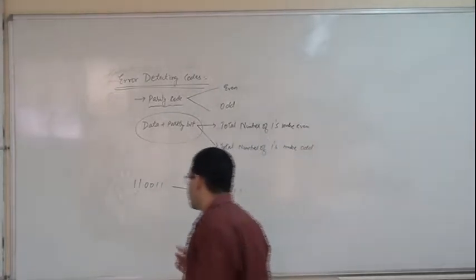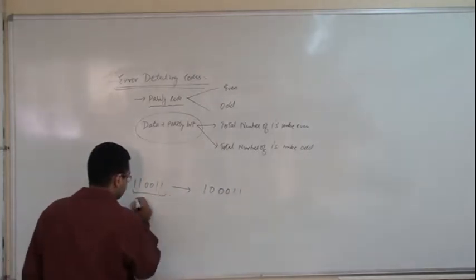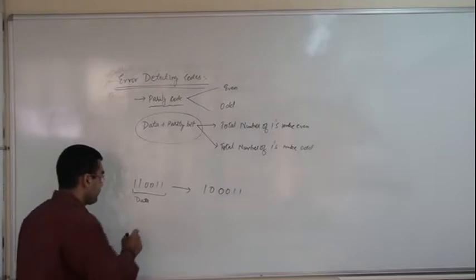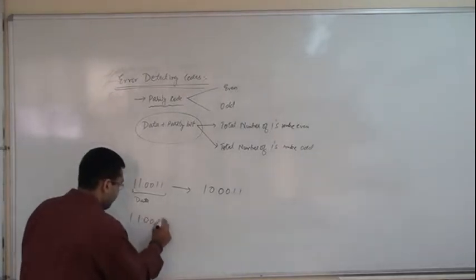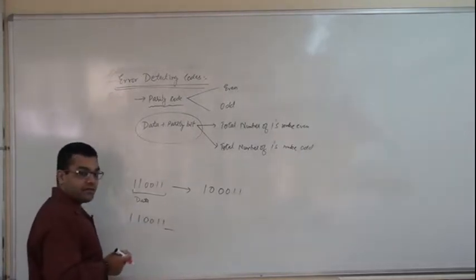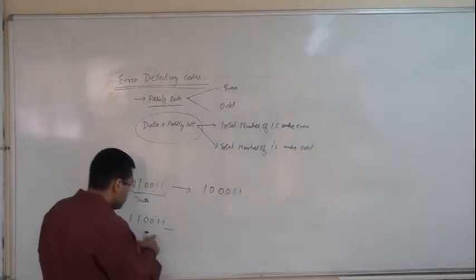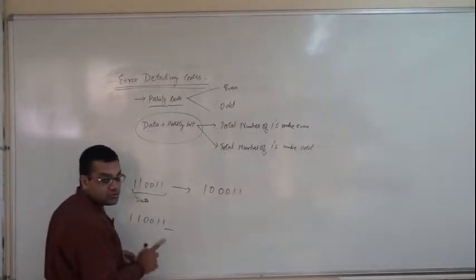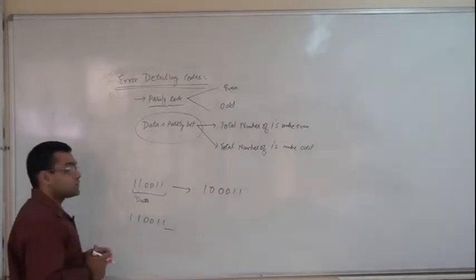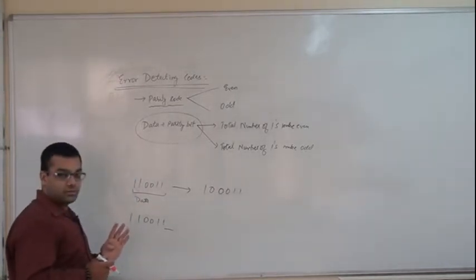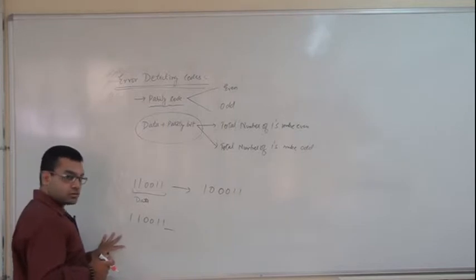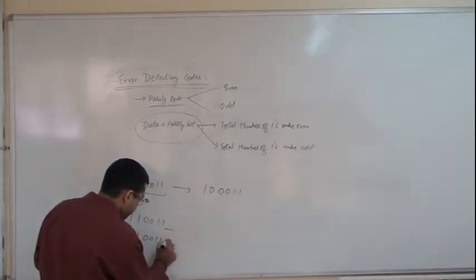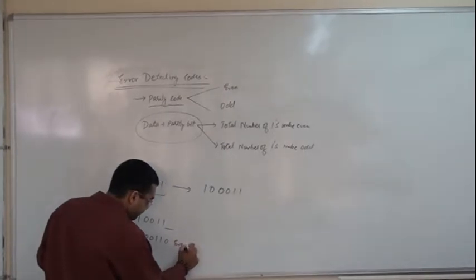Say for example, this was our data. Now to this data we append a parity bit. If it is the case of an even parity, the total number of ones is 1 1, that is 2, and 2, that is 4. This is data plus parity, and the number of ones has to be even. 4 is there, so we'll make the parity bit 0. This is even parity.